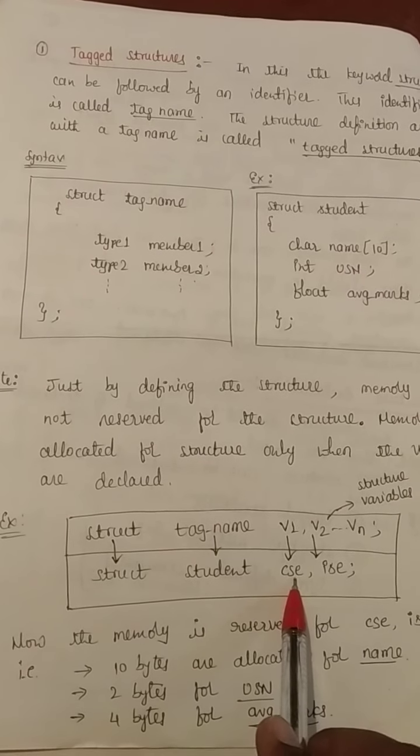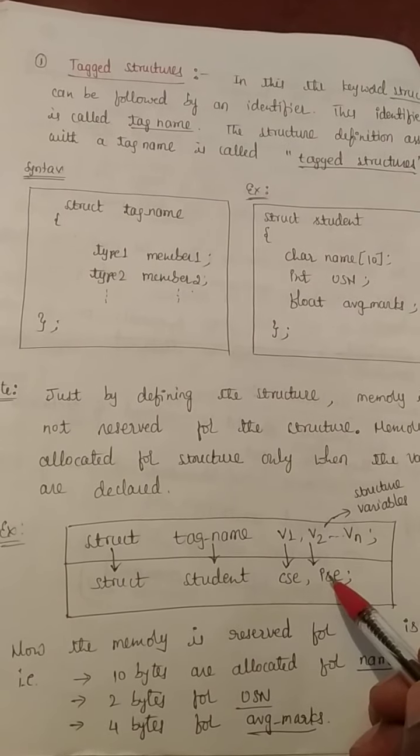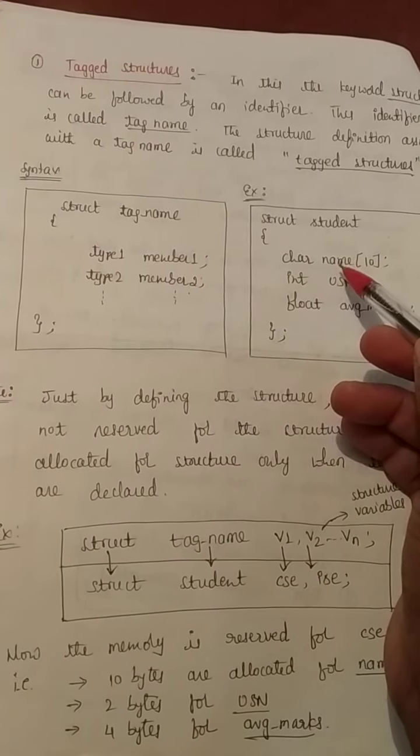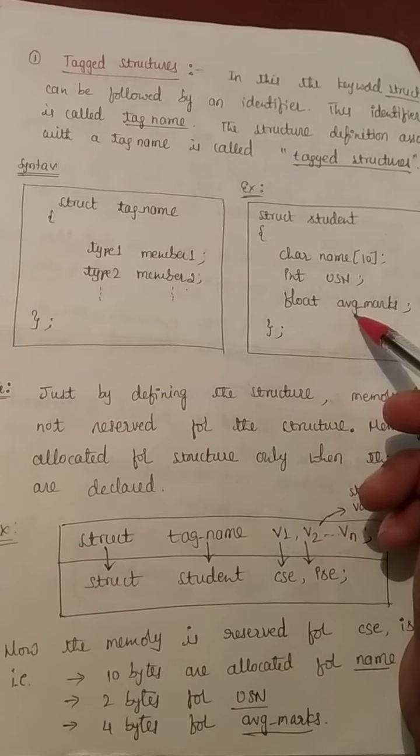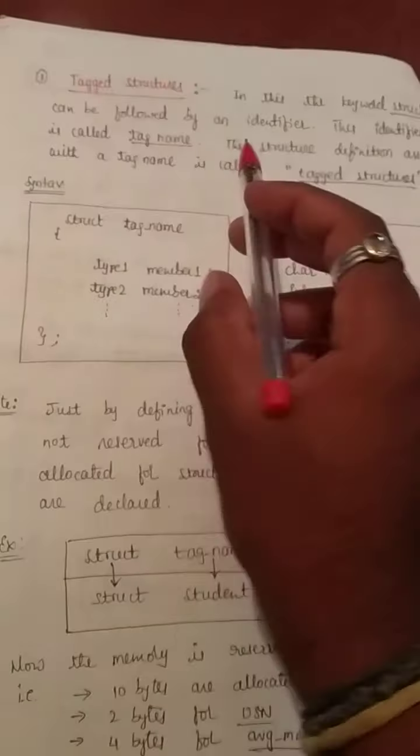Using the CSE, I can fetch the name, USN and average marks. Using ISE, I can fetch the student name, USN and average marks. Got it? Later we'll see some of the examples on this. So this is called tagged structures.